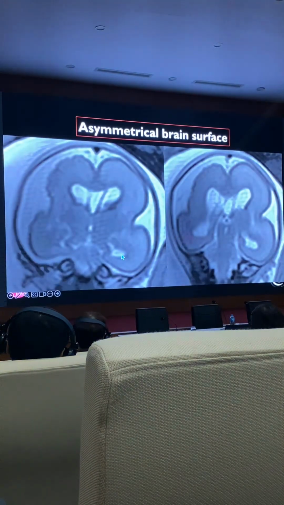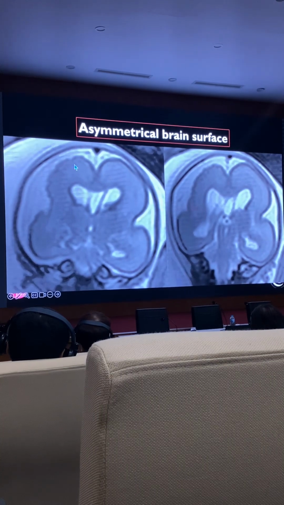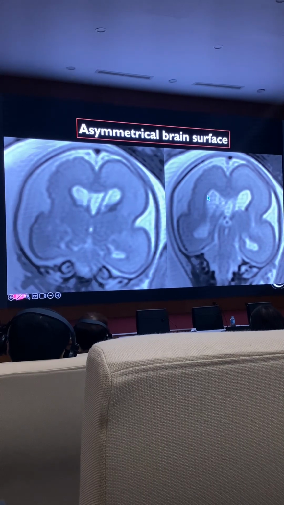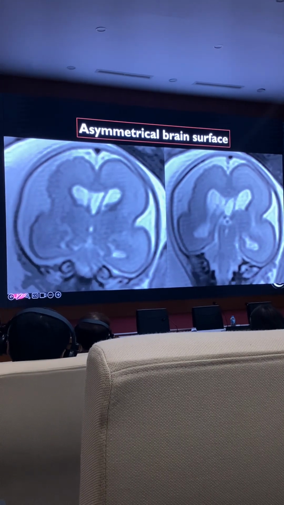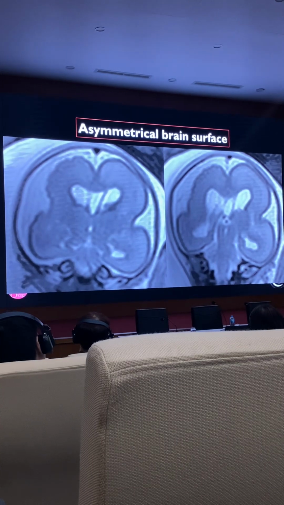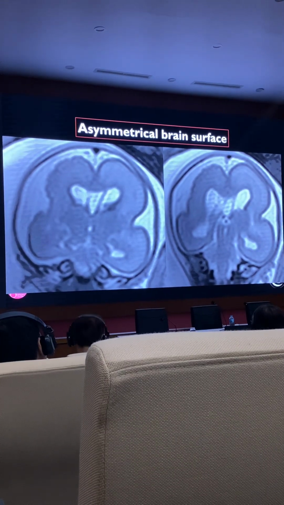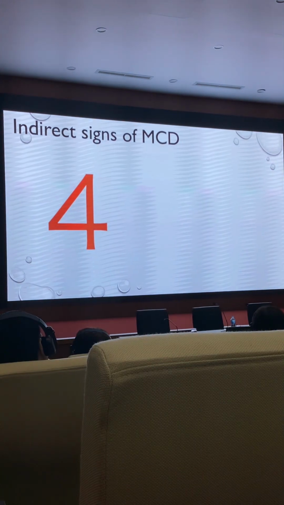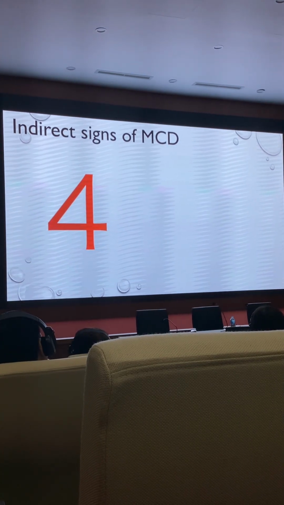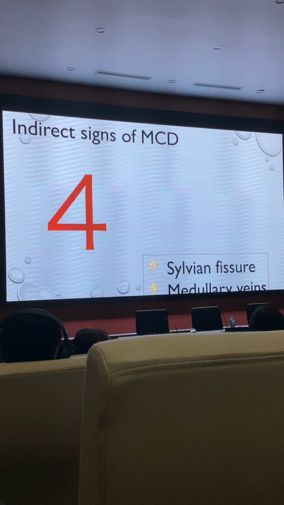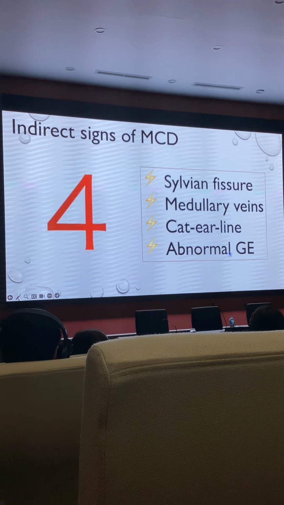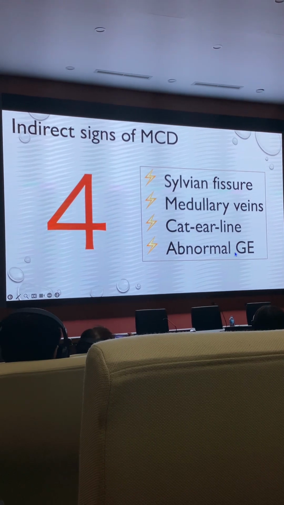And this is the same case, MRI, you can see the polymicrogyria here and there, and this is a very abnormal brain surface. Of course, you can find the MCD if you have a close look, by transvaginal approach. However, I'd like to tell you the indirect signs of the MCD: the Sylvian fissure, medullary veins, Cattier line, and abnormal ganglionic eminence, not GE Healthcare.